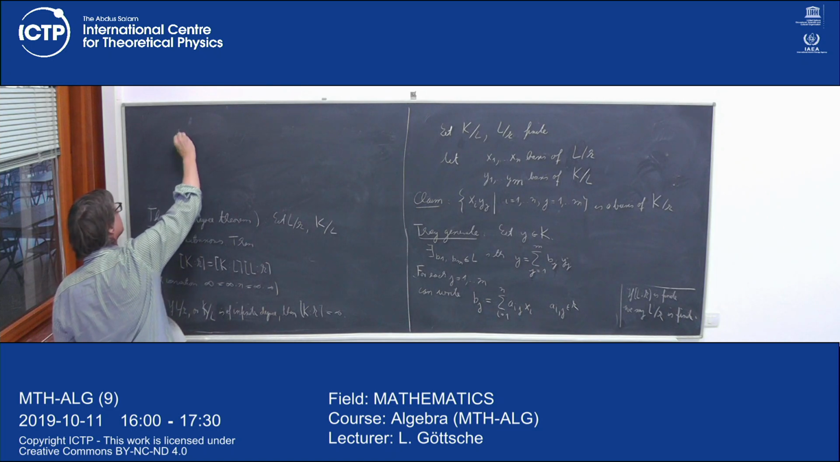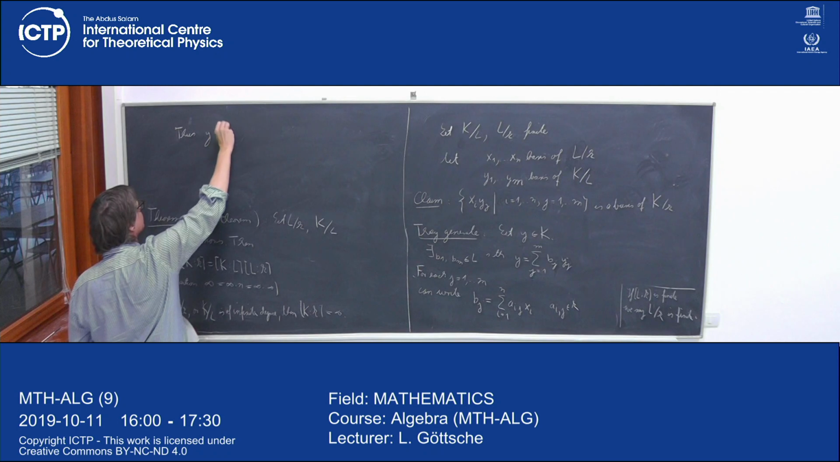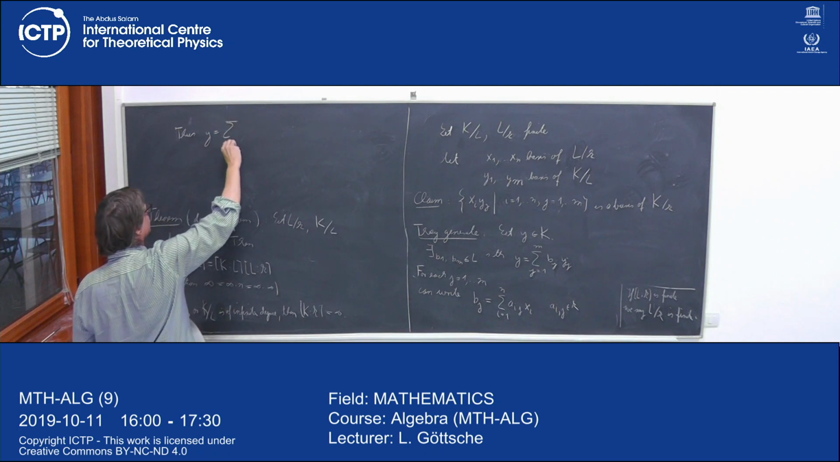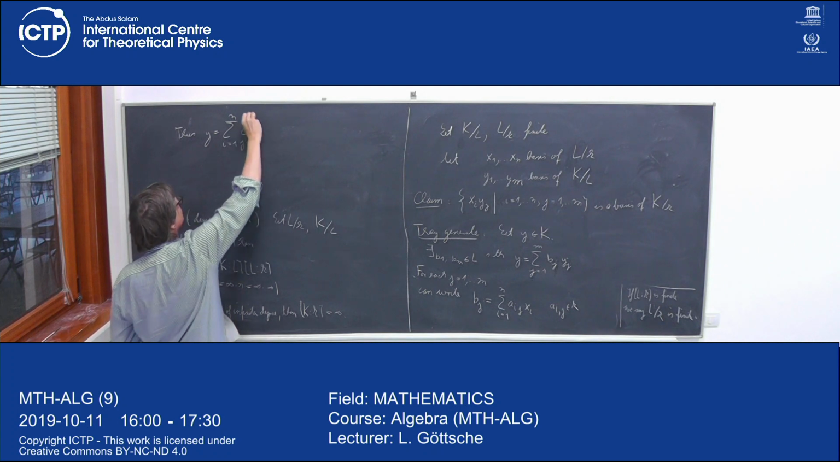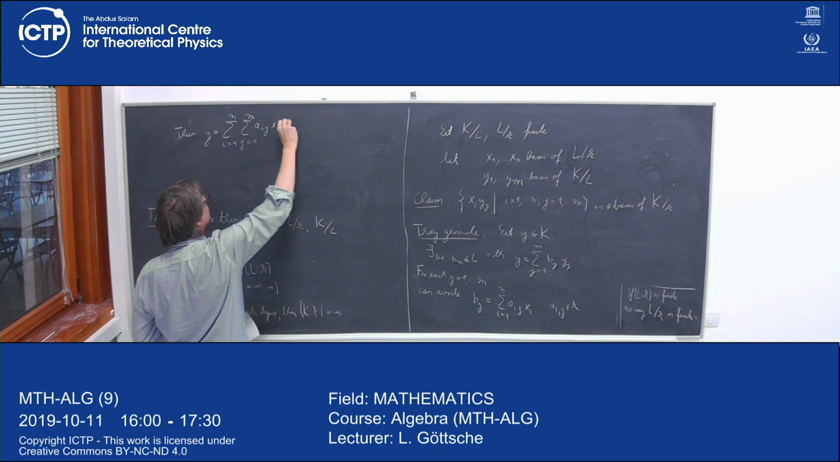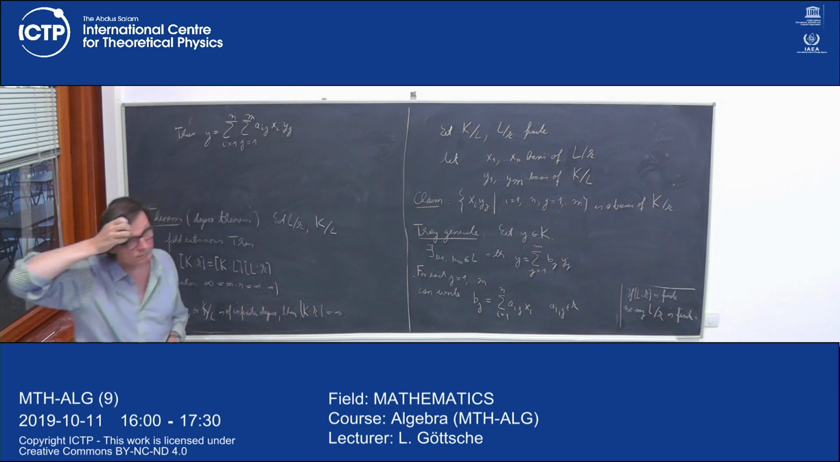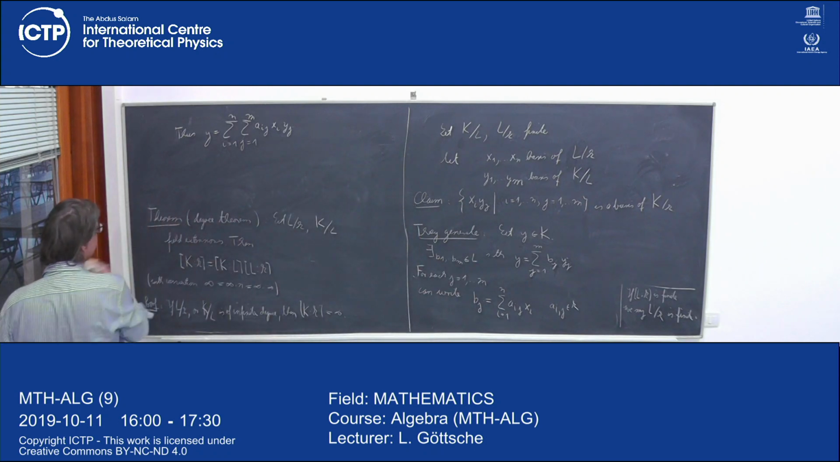Thus, our element y is equal to the sum over i from 1 to n, sum over j from 1 to m of a_ij x_i y_j. That means that these generate. Now we have to see their linear independence.